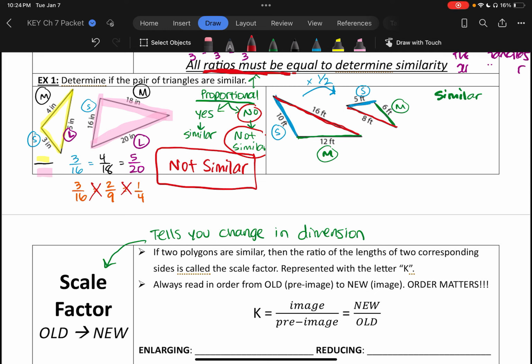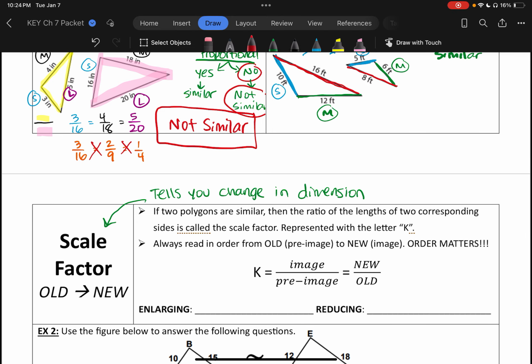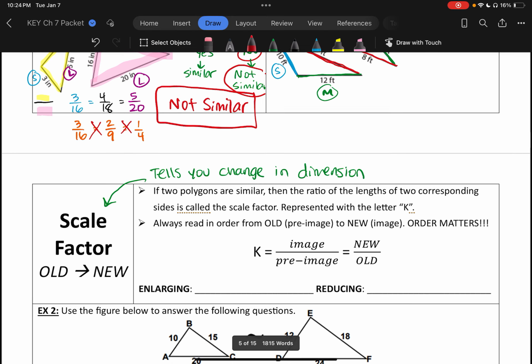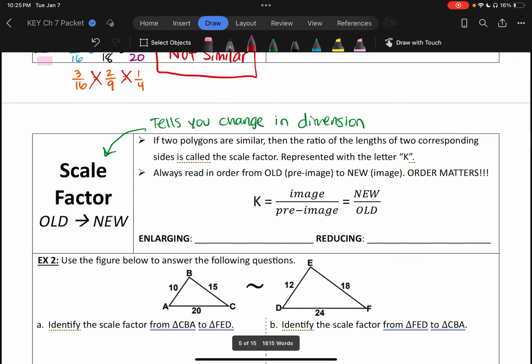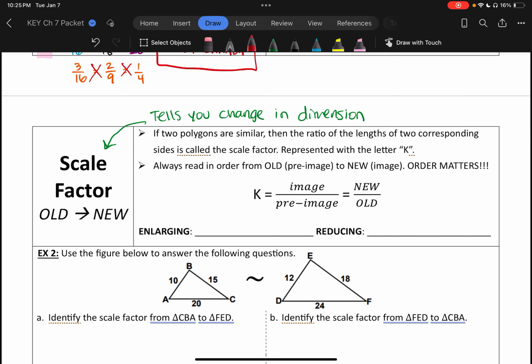Now, there's a very specific order that you have to follow for scale factor. This is a vocabulary word that we learned earlier this school year. Scale factor was something we used when talking about dilations. This isn't something we're going to quiz or test you over, but you might see it on something like a DLA. You need to understand that all dilations create similar figures or similar polygons.